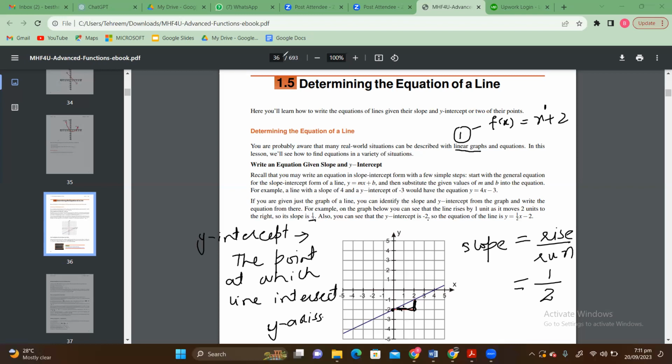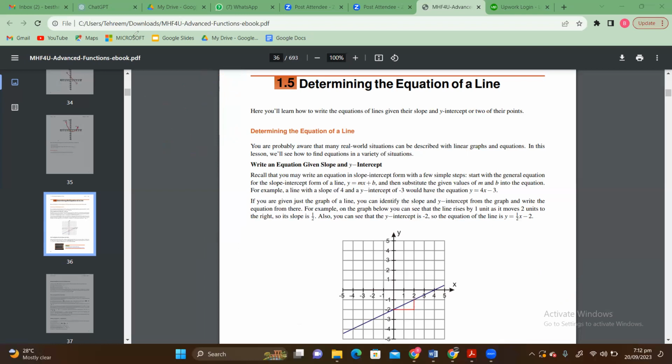So what is the equation of a straight line? Equation of the straight line is y is equal to mx plus c. And what is m over here? M is the slope. What is y? Y is the y-coordinate and x is the x-coordinate. So if we have to write it, y is equal to the slope of this equation, 1 by 2, so it's going to be 1 by 2x plus c. Yes. Equation of this line is y is equal to 1 by 2x plus c.